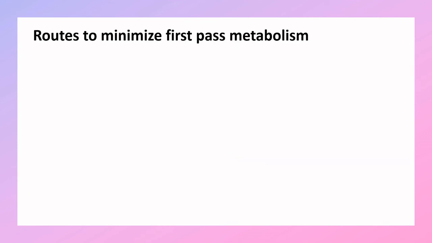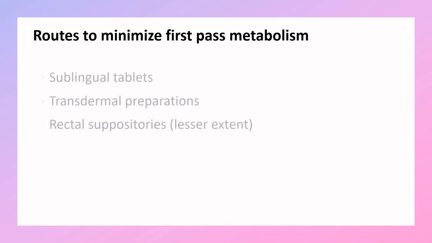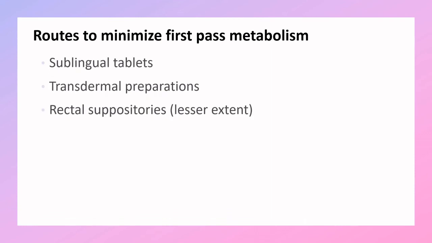Let us now see the routes of administration of a drug that will help it to bypass the first pass metabolism. One route that we all know is the intravenous route. If a drug is given by the intravenous route, it is given directly into the systemic circulation itself. Hence naturally the first pass metabolism will be bypassed.